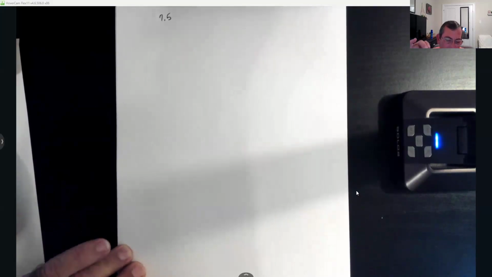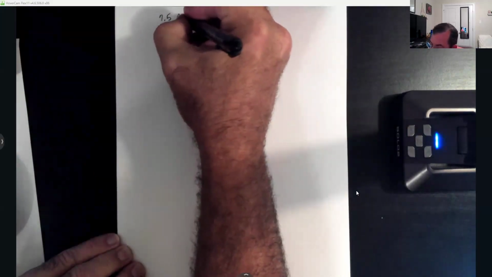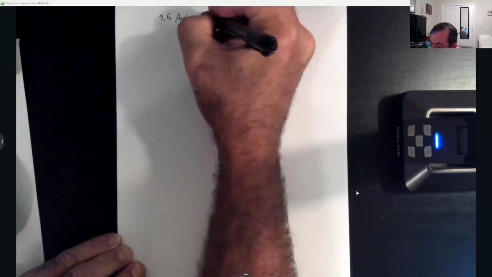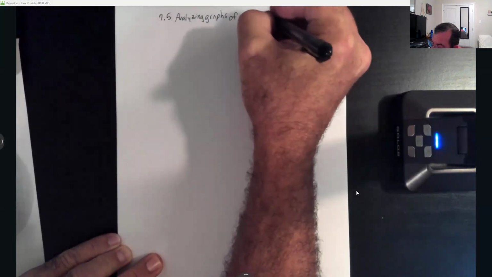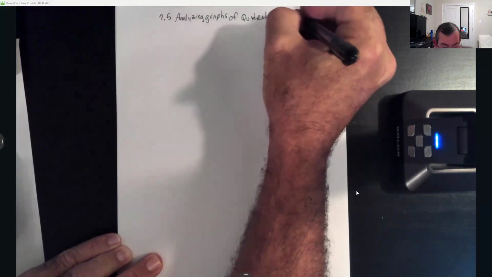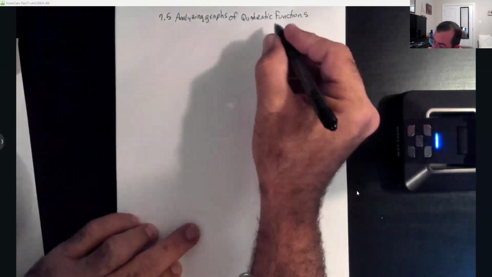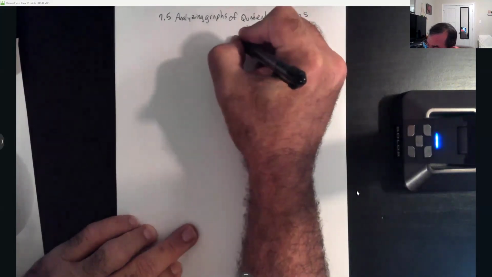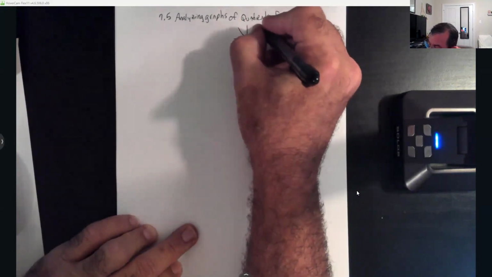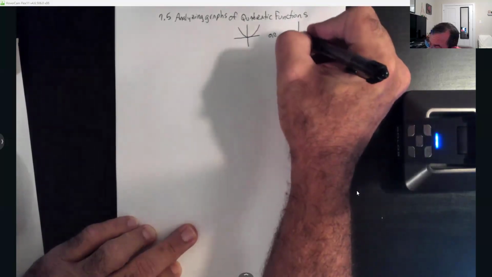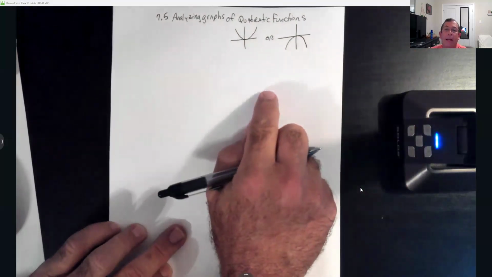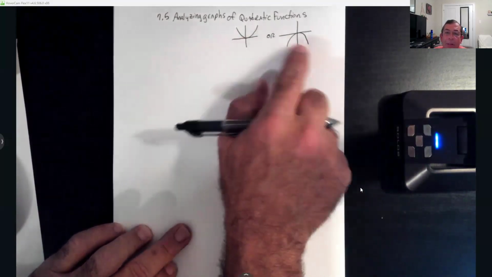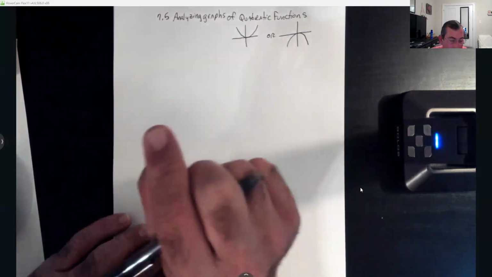They also, 7.5 deals with analyzing graphs of quadratic functions. Okay, now remember quadratic functions, the graphs are either going to be a U-shaped parabola or it gets flipped over and is upside down, okay? So we're dealing with the parabolas this time, the U-shaped graphs that we get from the x squared graphs, okay?